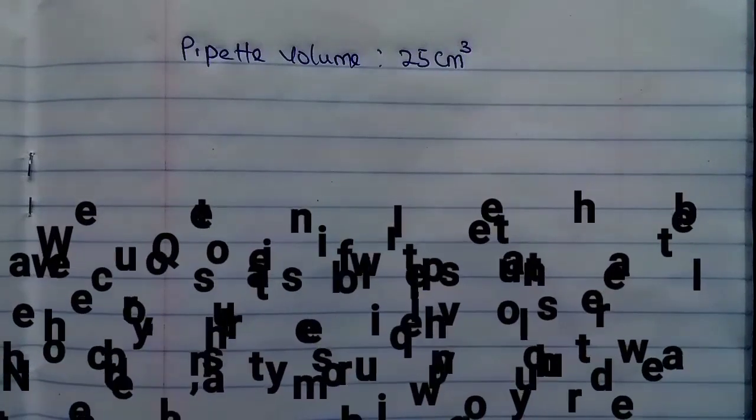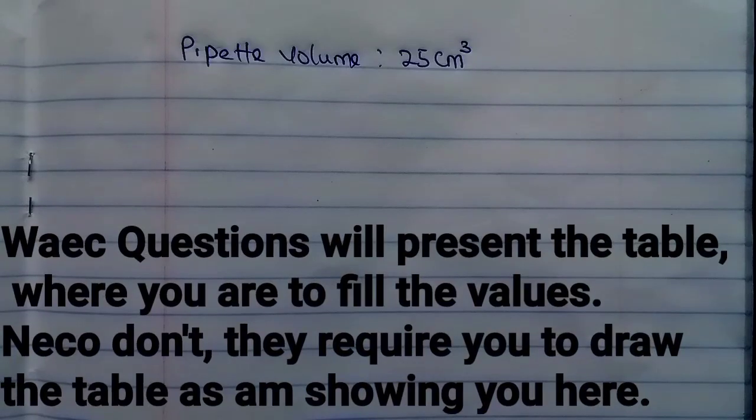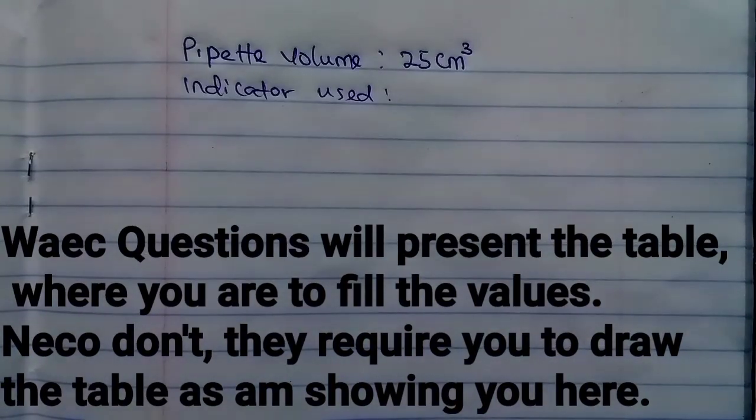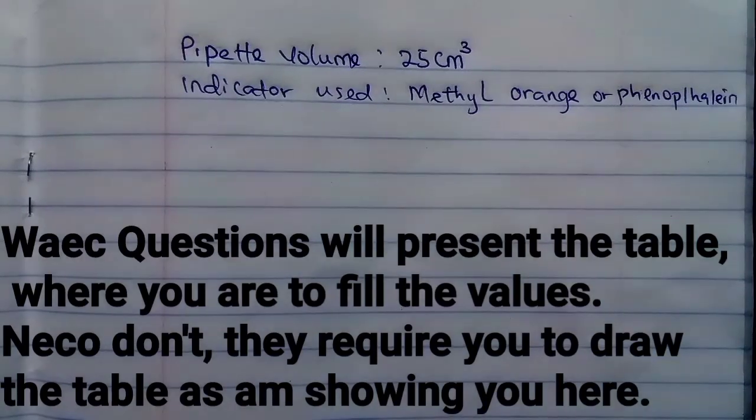Then you also need to indicate the indicator. The indicator can be methyl orange or it can also be phenolphthalein. Therefore, be careful with what the instruction is. If they say you should make use of methyl orange, make sure you use methyl orange. If they say you should use phenolphthalein, make sure you use phenolphthalein.